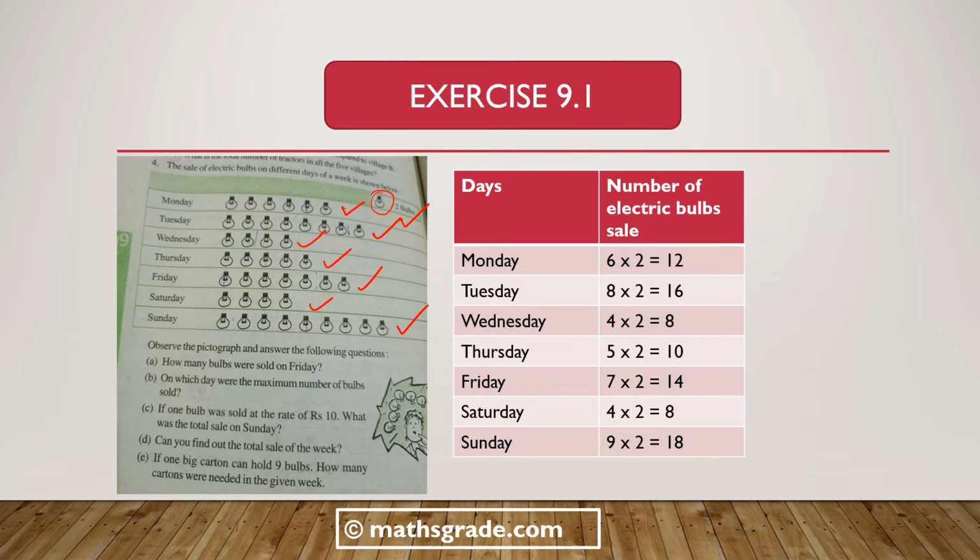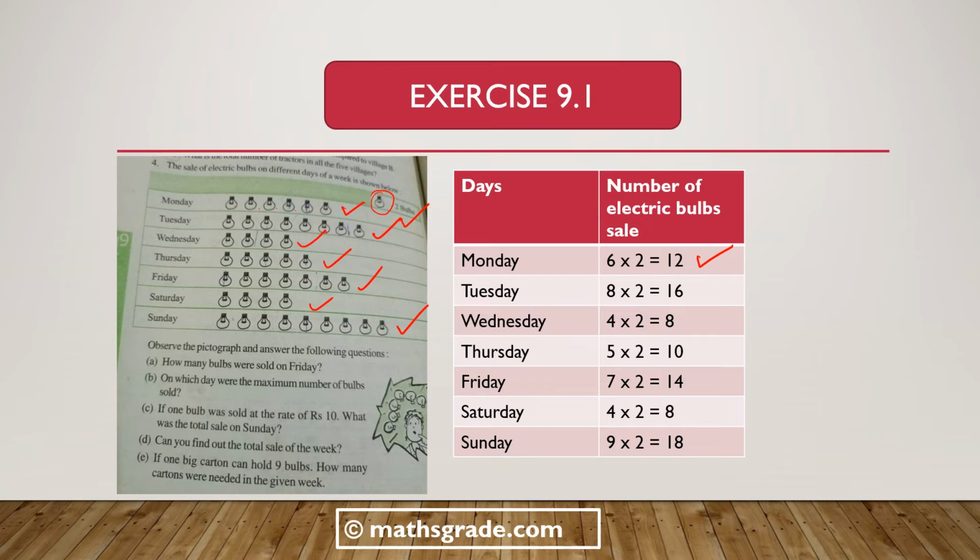First we have to create the table for the pictographs, that is the number of bulbs sold on the particular day. So on Monday there are 1, 2, 3, 4, 5, 6 bulbs sold on Monday. So 1 bulb of pictograph is equal to 2 bulbs. So it will be 6 multiplied by 2, that is 12 bulbs sold on Monday.